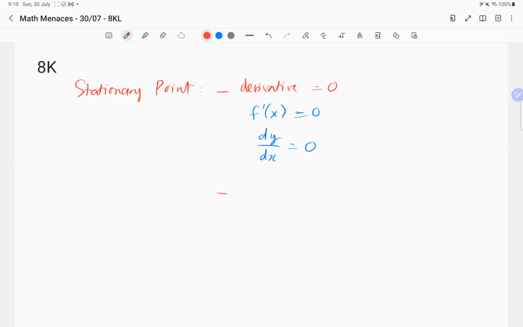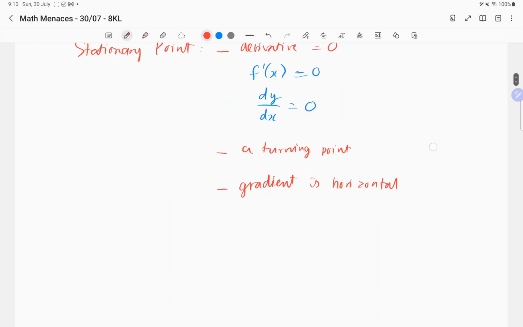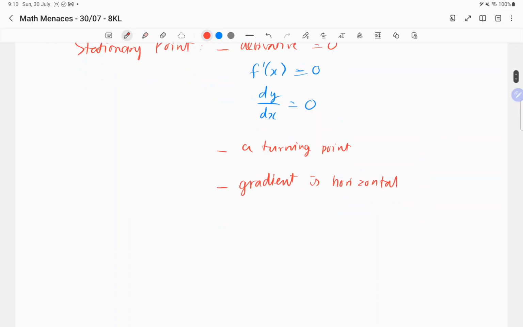And there is something else about stationary points that is not about the derivative itself, but about the meaning of the derivative. What does it give you? Turning point. Yeah, it is a turning point. That's not wrong. I'm looking for something else. What does it start with? G. Gradient. Yes, the gradient is also equal to 0, right? Or horizontal gradient. The gradient is horizontal.